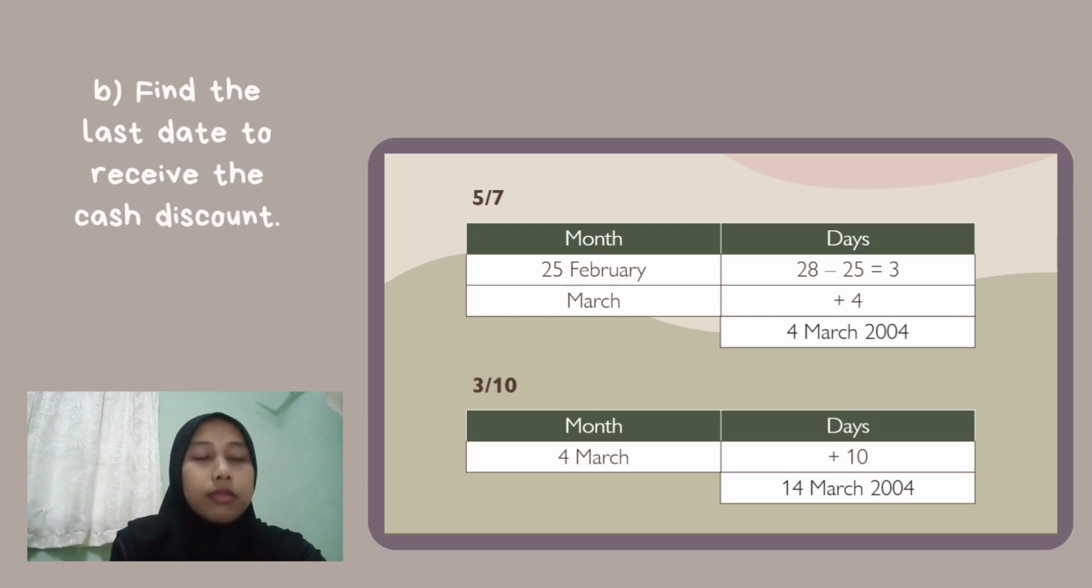Since there are 7 days, so minus 3, we will have 4 days left. So for March, we only have to calculate for 4 more days. So the answer will be 4 March 2004. For cash discount of 3 per 10, we have to calculate from the last date of 5 per 7, which is 4 March 2004. So we will have to calculate 4 March 2004 plus 10 days. So the answer will be 14 March 2004.